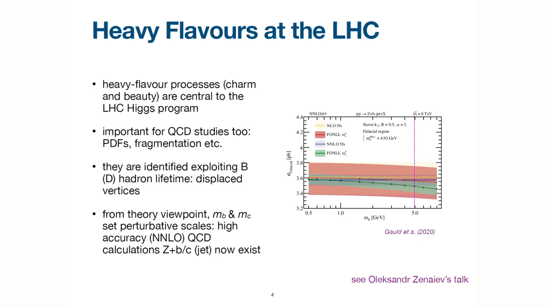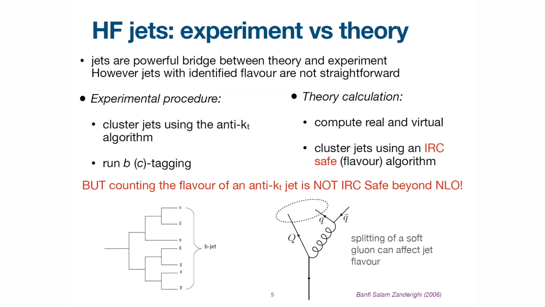Now, most of the time when we think about hadronic final states at the LHC, we want to talk about jets because they're easier to handle. They constitute a bridge between the theory and the experimental community. And so that's usually the language which is most common. It's not the only language, but it's the most common. However, jets with identified flavor are not that straightforward. And I'll try to summarize a little bit of this issue, although there will be a dedicated talk by Giovanni in a couple of days.